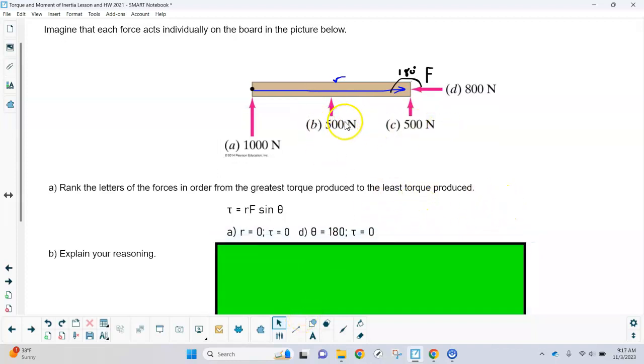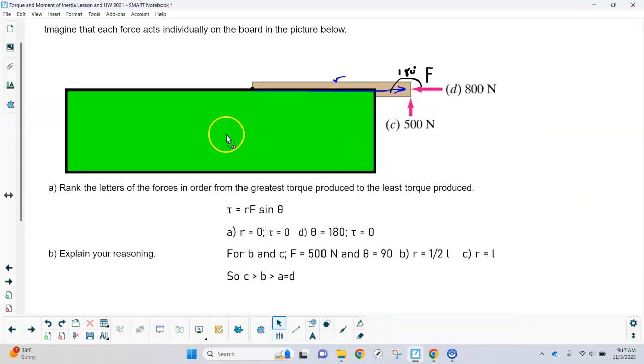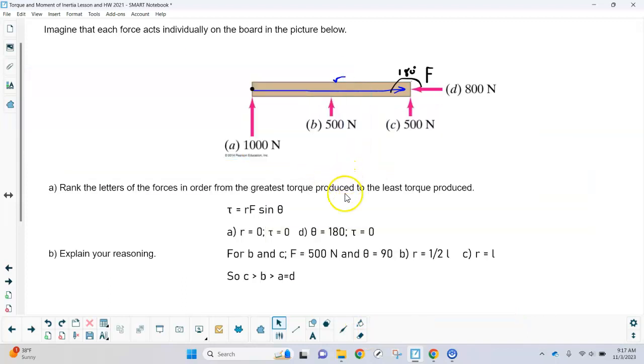And then the other two, they're both going to produce torques. They have the same amount of force, but what's different about them is where they are located. So this R value is going to be different. And the bigger the R value, the further you are away from the point of rotation, the bigger the torque you produce. So C is going to be the biggest because it's at the entire length of the board. And B is only at half that length, it appears. So I would say C is the biggest torque, then followed by B, and then A and D don't produce any torque, so they're the same down here at the smallest end.